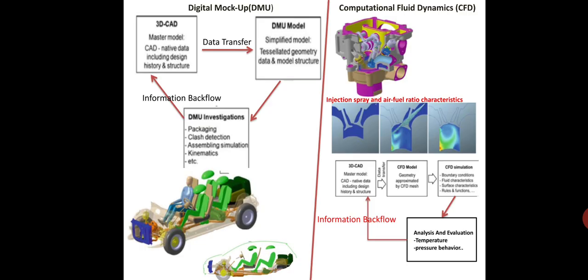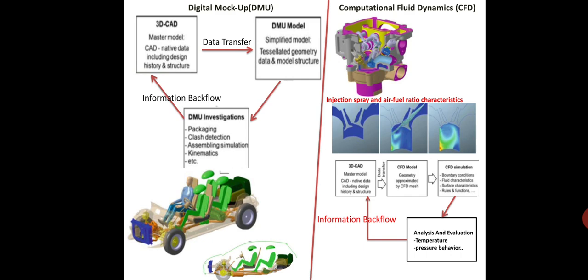Now let me explain that design mockup or DMU. That DMU starts with the 3D CAD, where we complete a master model, that is CAD native data including design, history and structure. That data is transferred to the DMU model or simplified model, where the model structure and geometry data is transferred and evaluated.